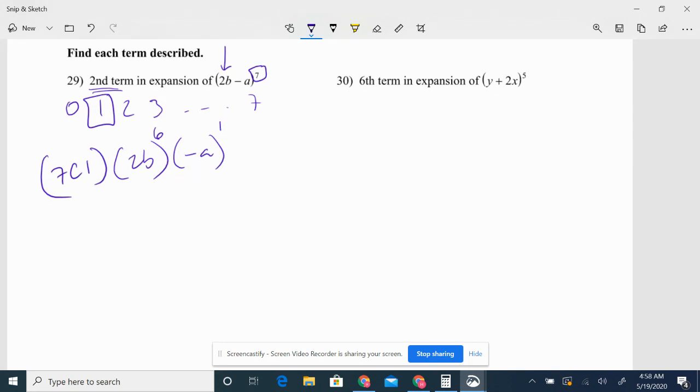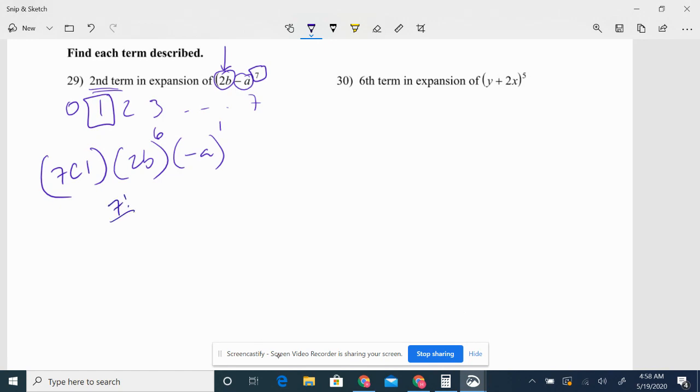All right, so how do I choose the exponents on 2b and negative a? You can see where I got the 2b to begin with, and where I got the negative a. But how do I choose the exponents? Starting at 7 and going down, which one's the second number? That's how I choose the exponent for the first one. For my last parentheses, starting at 0 going up, which one is my second number? Okay, that's how I chose this.